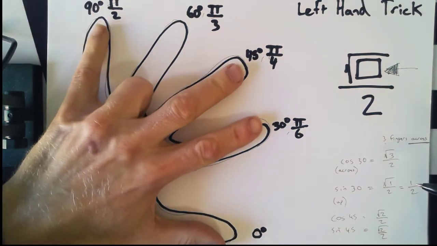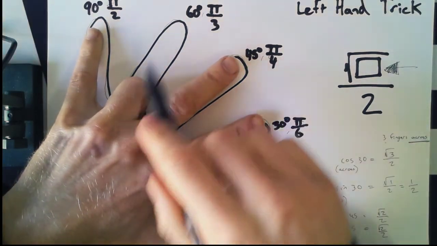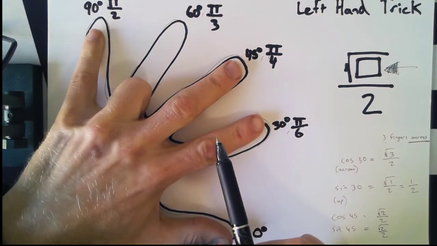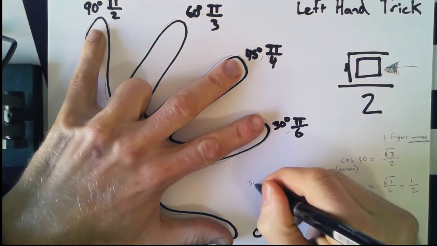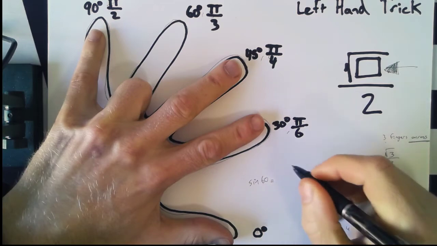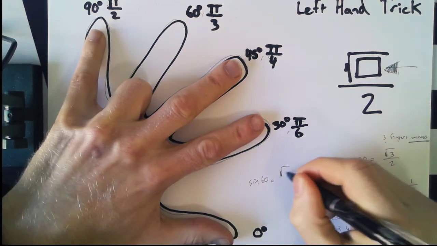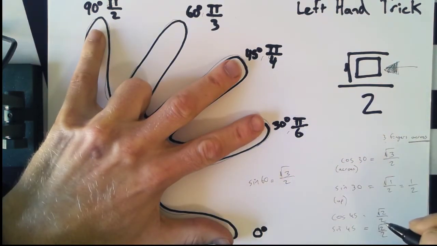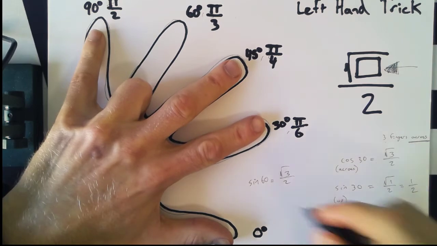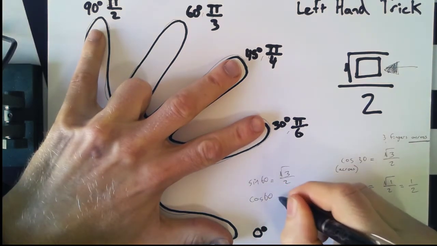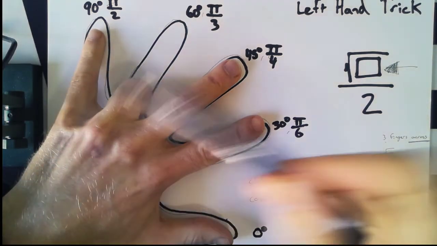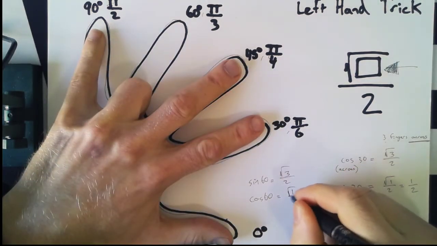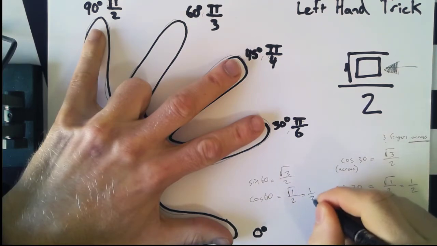So sine of 60. Bend my knuckle for 60 degrees. How many fingers do I need to go up? I need to go up 3. So sine of 60 is equal to root 3 on 2. Cos of 60, how many fingers do I need to go across to get to it? I need to go across 1. That's equal to root 1 on 2, which is equal to half.